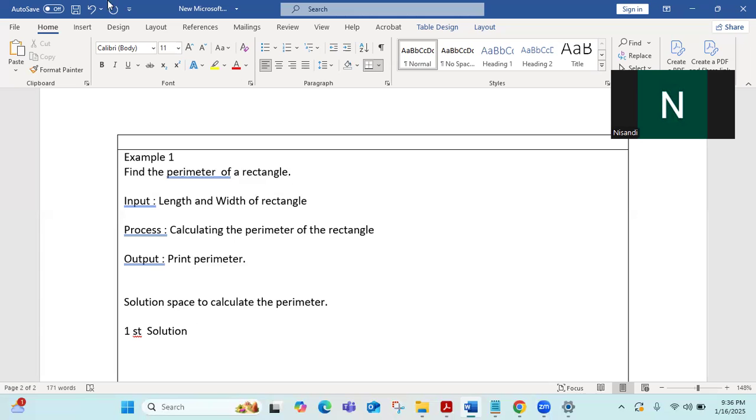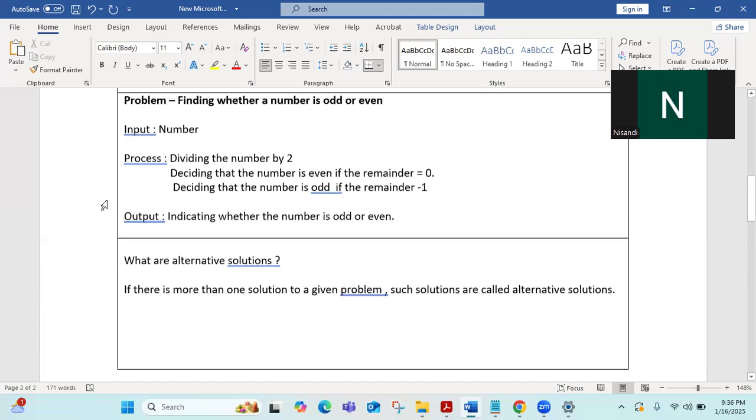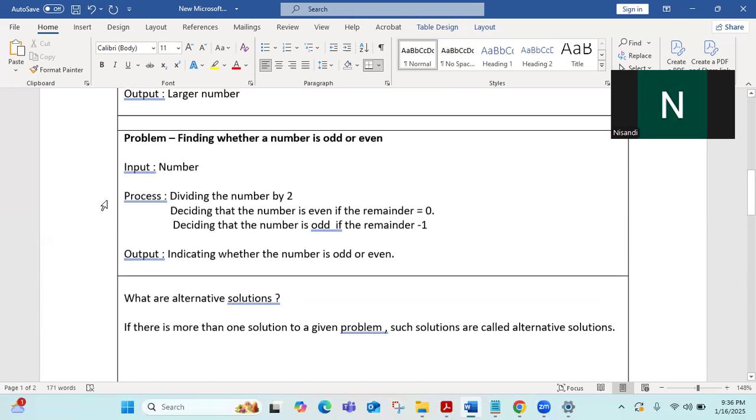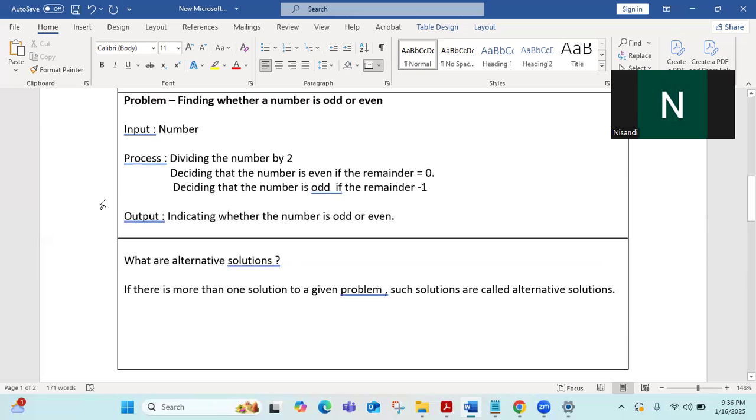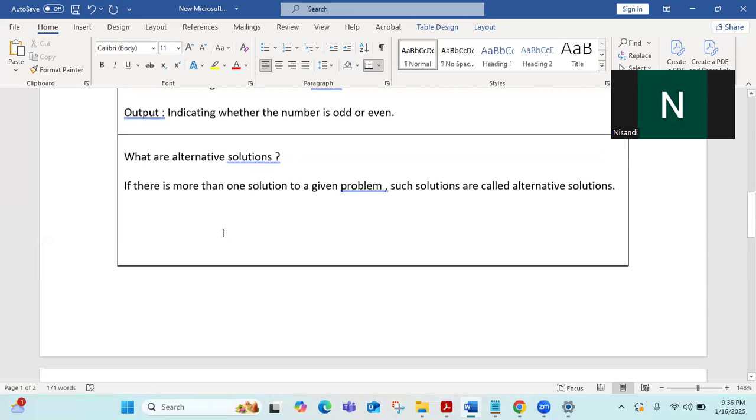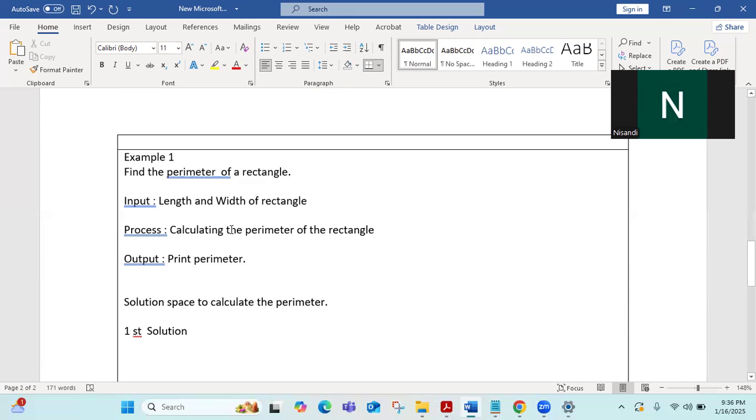Now I said here we are discussing alternative solutions. If there is more than one solution to a given problem, such solutions are called alternative solutions. Now my process is calculating the perimeter of the rectangle. So what is the first solution? What is the way you can do this?